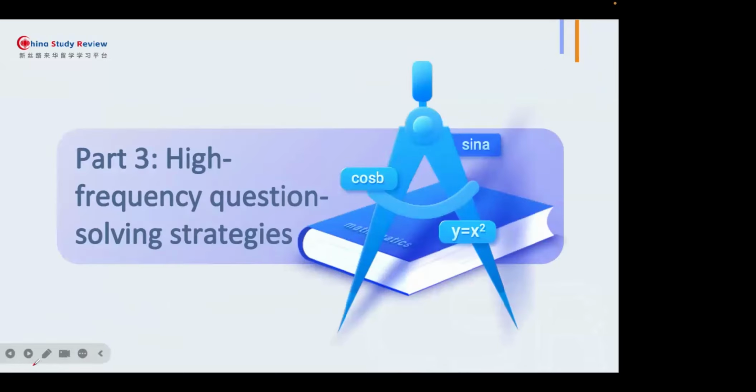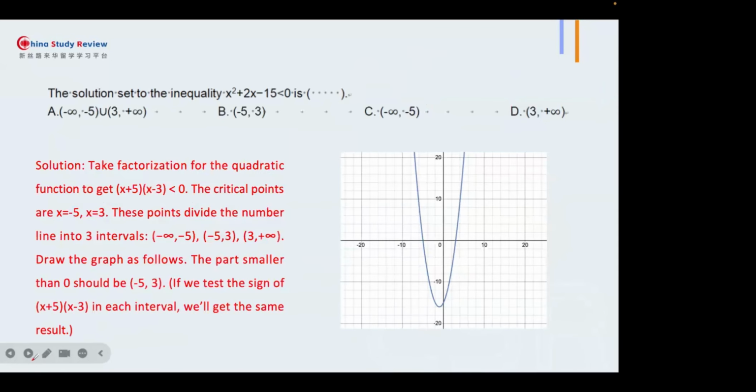Okay, in the third part, we will go through high frequency question solving strategies. I will not go deeper into each step of those questions, but I will show you some hints about how to solve this question and what we want to test for you in this question.